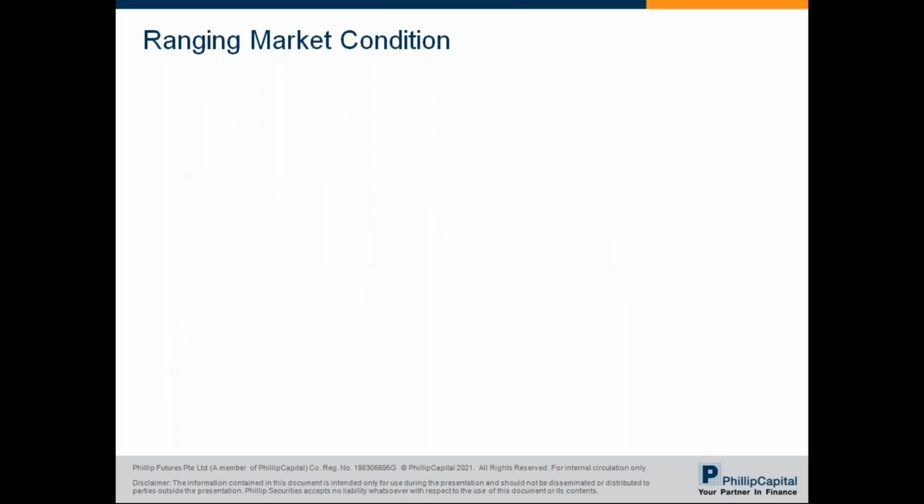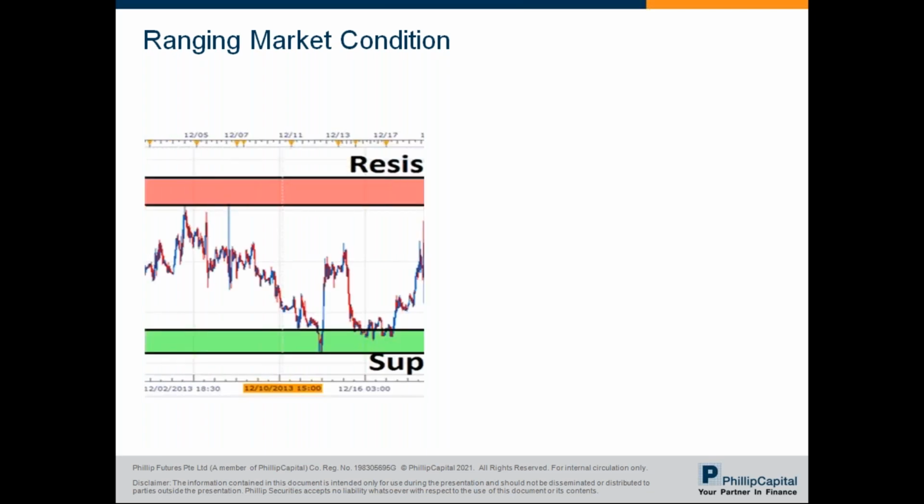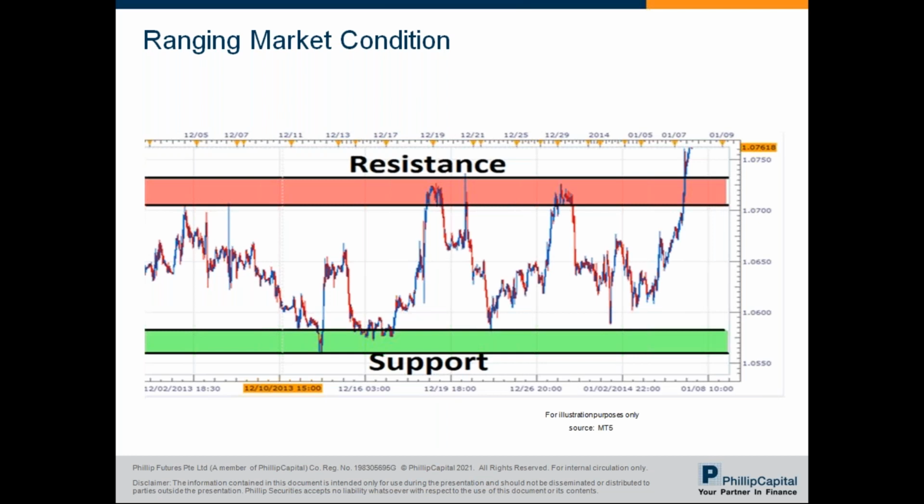Next I'll touch on the ranging market. So what does the ranging market look like? I believe those who are trading will be familiar with how the market looks. A market range occurs when prices move sideways. For those who are more experienced, this is very similar to channel trading. This ranging market tends to see the action bounce between support and resistance, and trade within this support resistance zone, as you can see on this chart.